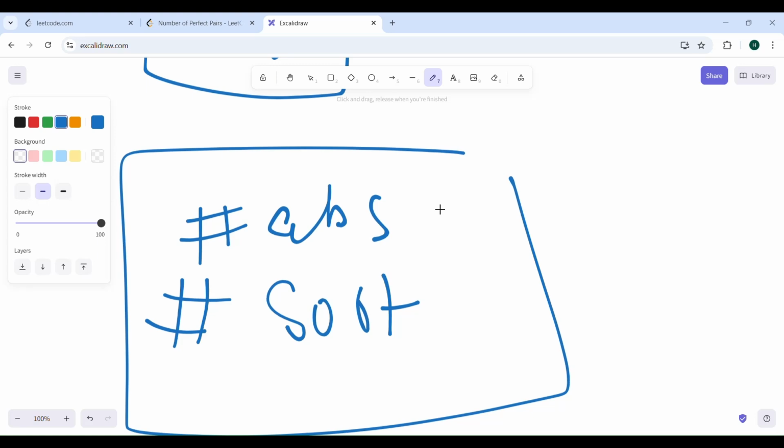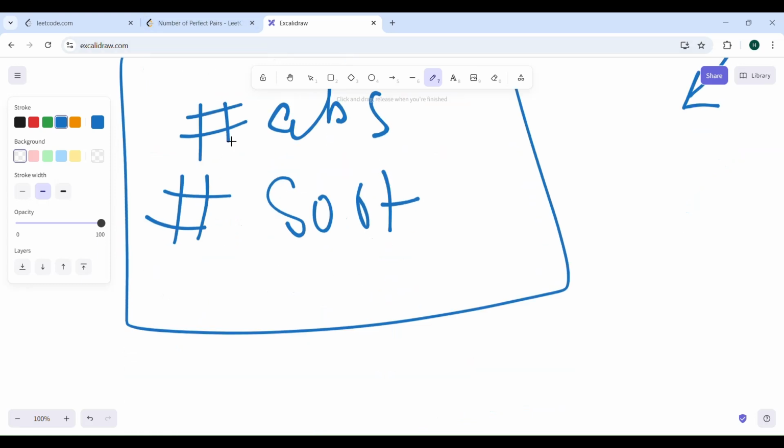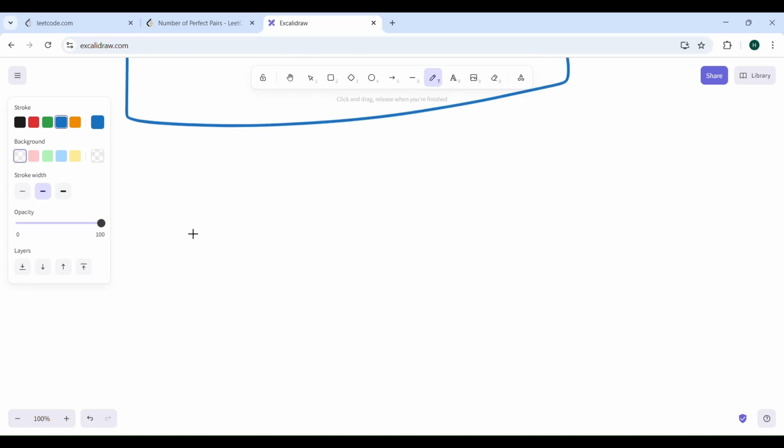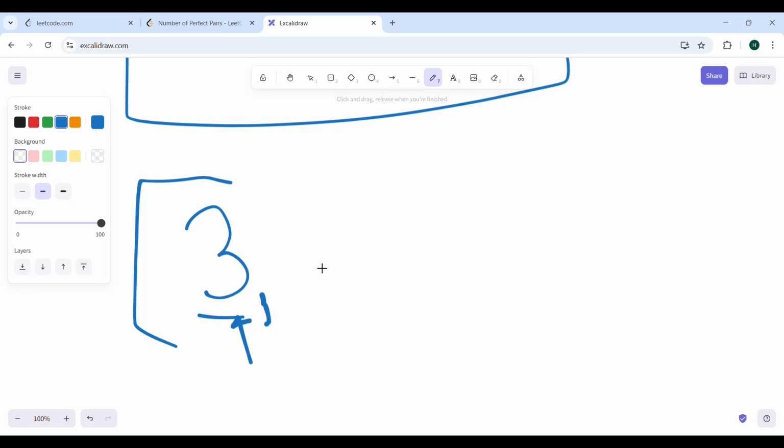Now these two conditions, when I have implemented them, it's time to calculate the answer. So how will I calculate the answer? Let's take a number 3. After doing the absolute value, 3 is standing at some place. Now we are jumping to the solution directly. So let's say we have 3, 4, 6, 7.